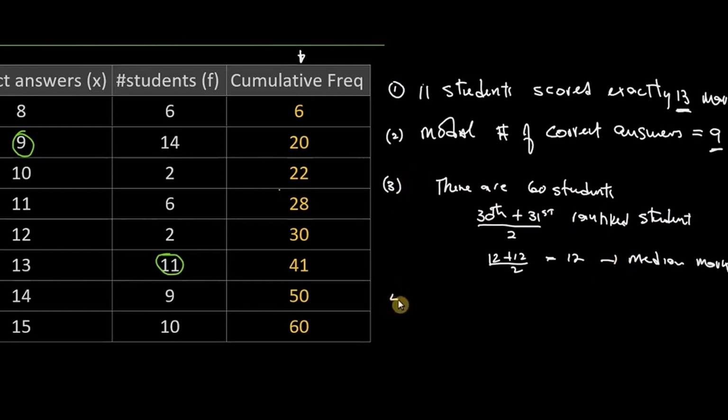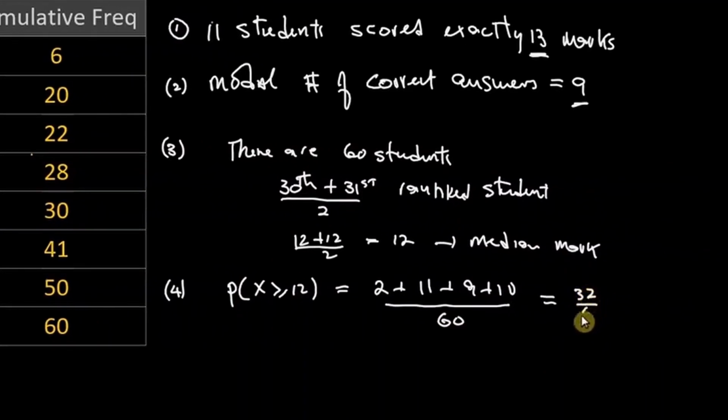So part 4 of this question is asking us to determine the probability that a student chosen at random got at least 12 marks. But at least means 12 or more. So in this case, that would include all students who got 12 marks, plus all students who got 13 marks, plus all students who got 14 marks, and all students who got 15 marks, over the total amount. So it's equal to 2 students got 12 marks, plus 11 students got 13, plus 9, plus 10, over 60, and that works out to be 32 over 60, or 16 over 30.